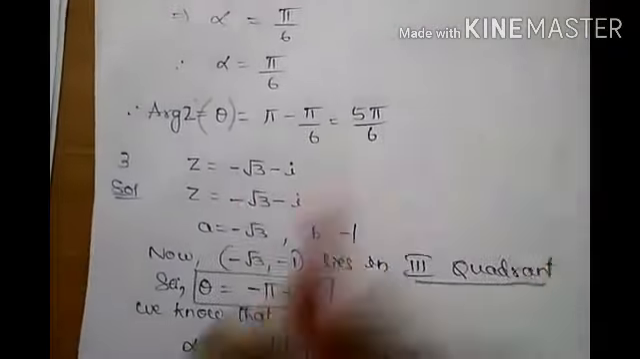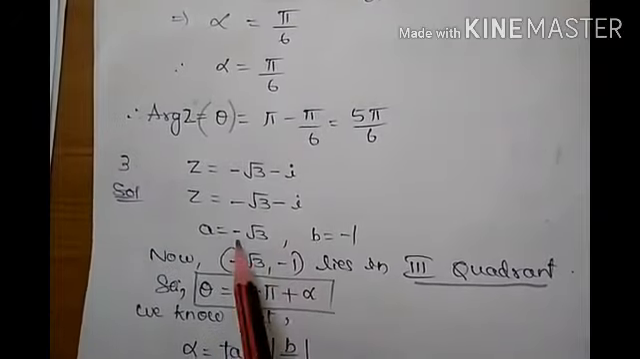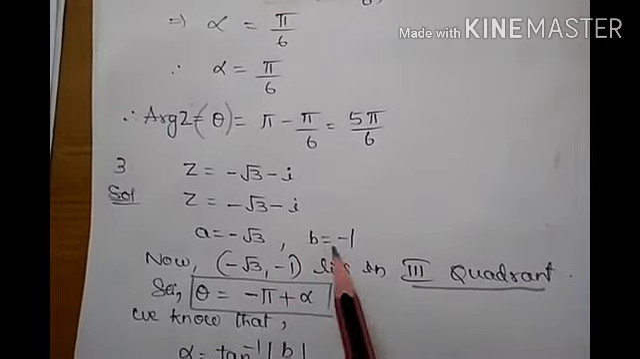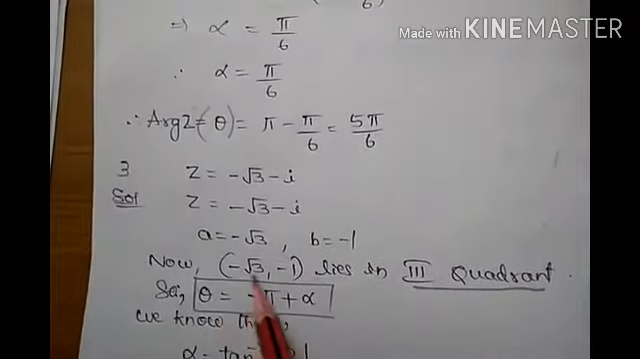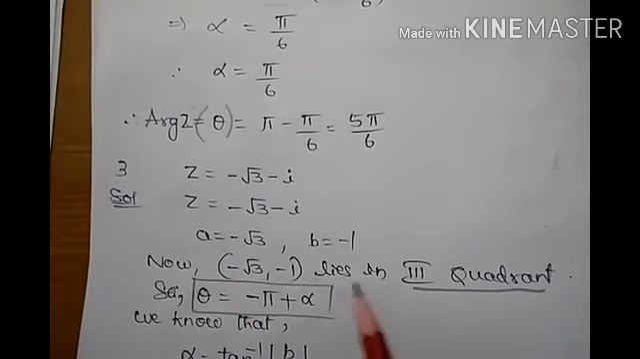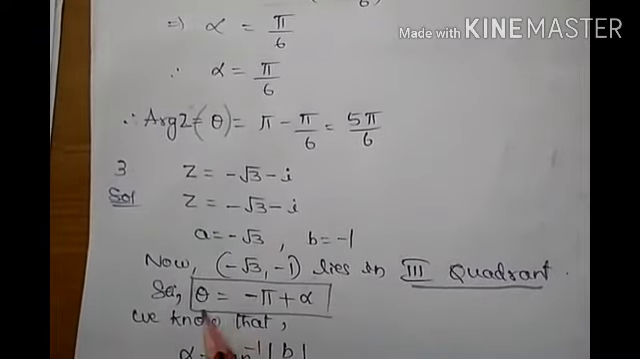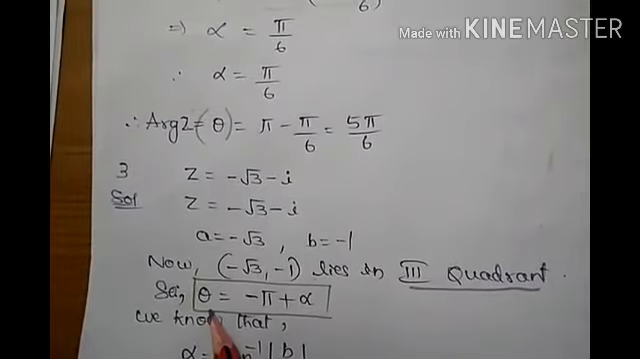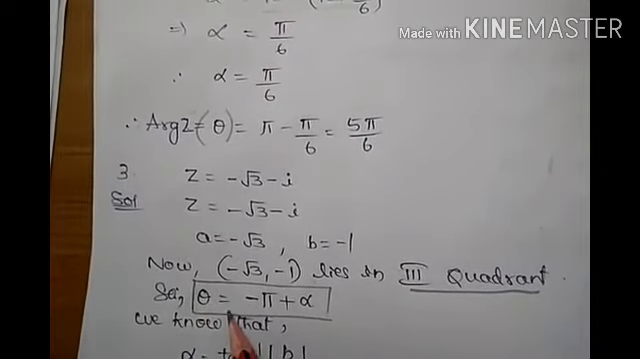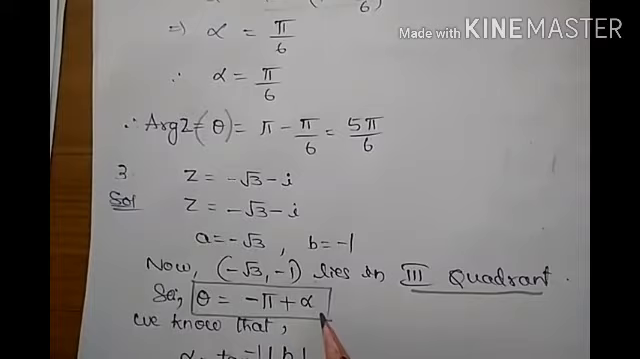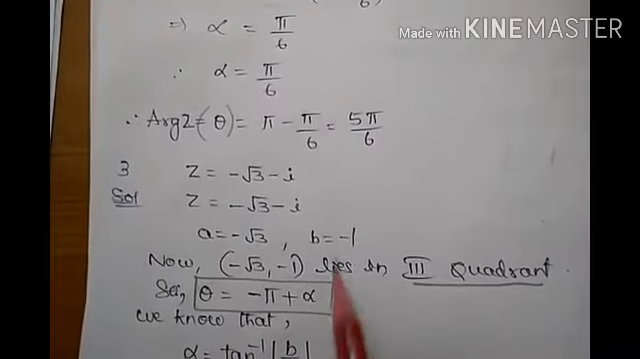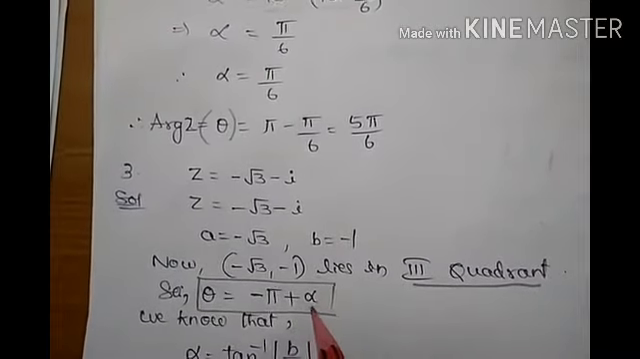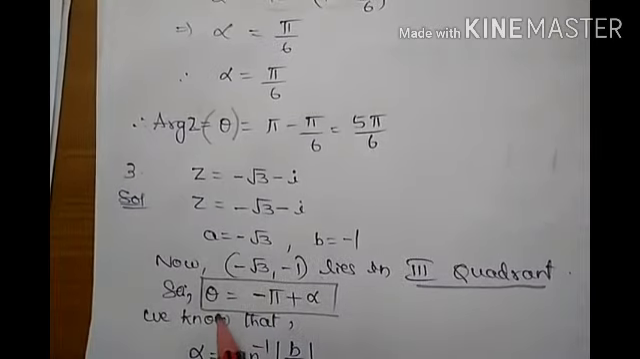Next example, z is equal to minus root 3 minus i. Here the real part a equal to minus root 3 and imaginary part b equal to minus 1. So the point minus root 3 comma minus 1 lies in the third quadrant. In the third quadrant, the argument theta is equal to minus pi plus alpha. If you find the alpha value, then you are able to find argument theta.